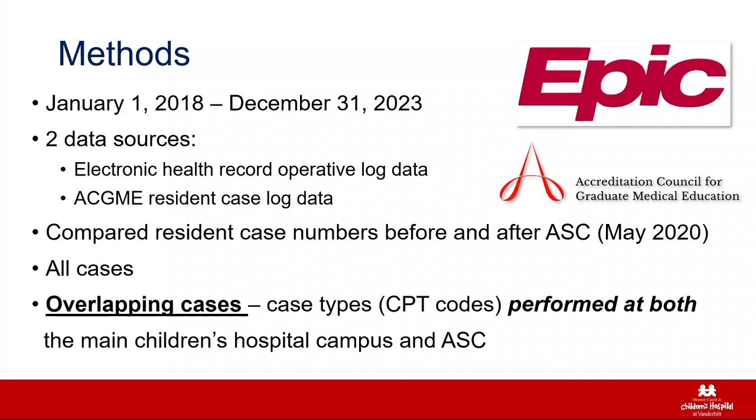For our methods, we did a retrospective review of 2 different data sources, the EPIC electronic health record operative log data as well as ACGME case log data. We compared resident operative numbers from before and after that May 2020 time point, which is when cases started at the ambulatory center. We looked at total case numbers as well as overlapping cases, which were the case types defined by CPT codes that were performed at both the main children's hospital at Vanderbilt as well as the ambulatory center.